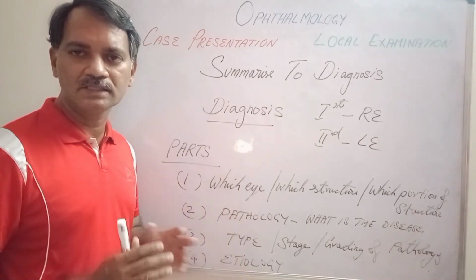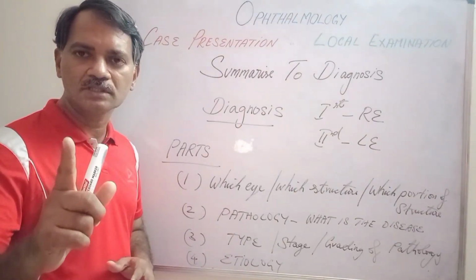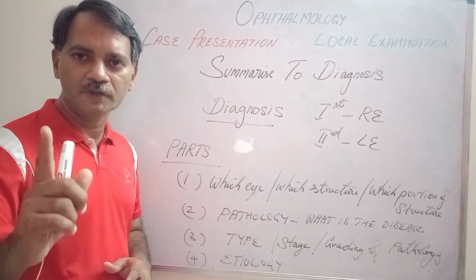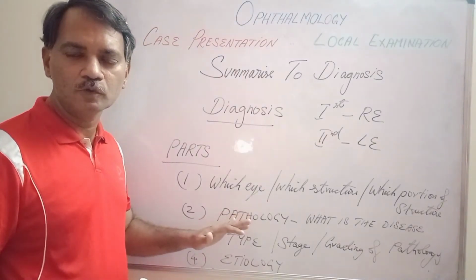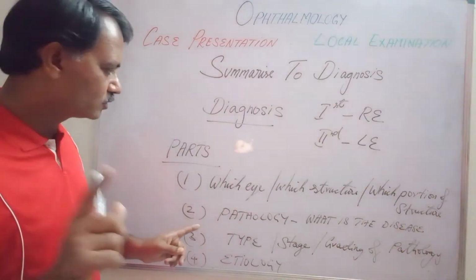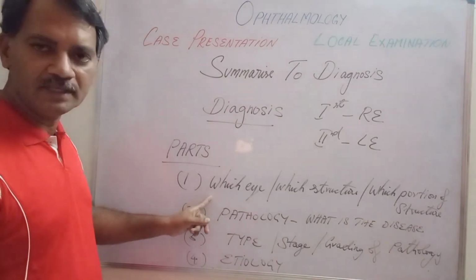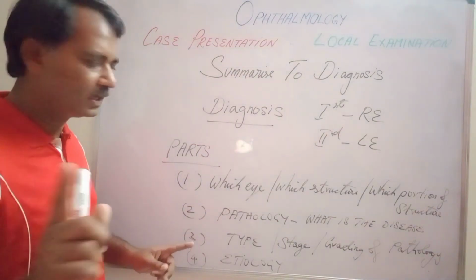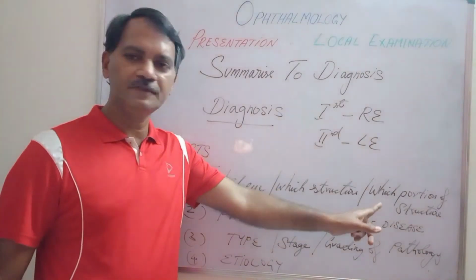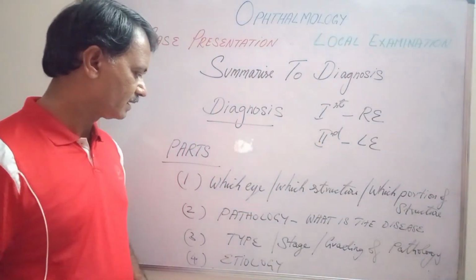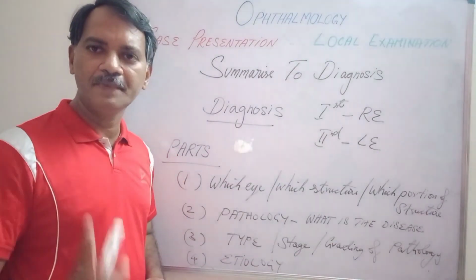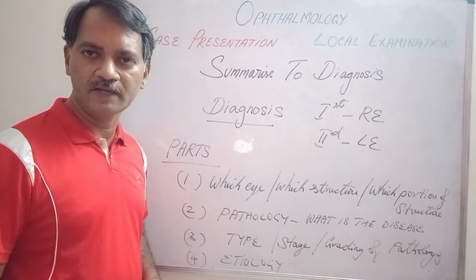A diagnosis without these 4 parts is incomplete, even if it is not an ophthalmology case. It applies to all branches of medicine. What are the parts of diagnosis? First is the anatomy. We have to tell properly which eye, which structure, which portion of the structure is affected. Second is the pathology. What is the disease that the patient is having or suffering from?